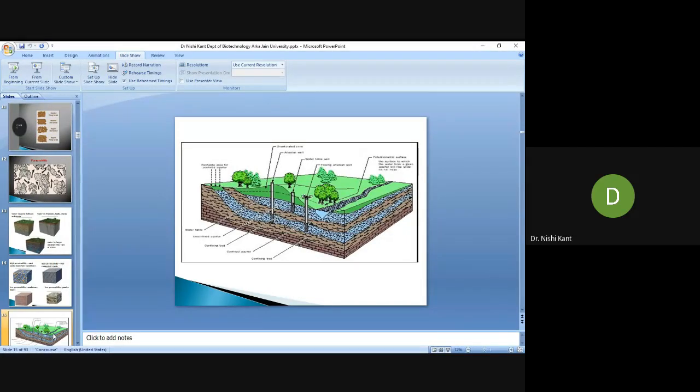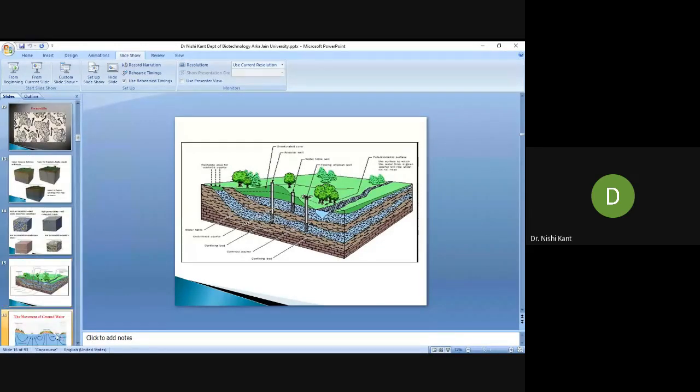This diagram shows the water table and a well. A well that reaches the water table is a water-table well. A well that reaches the confined aquifer is an artesian well, where the water flows due to pressure.